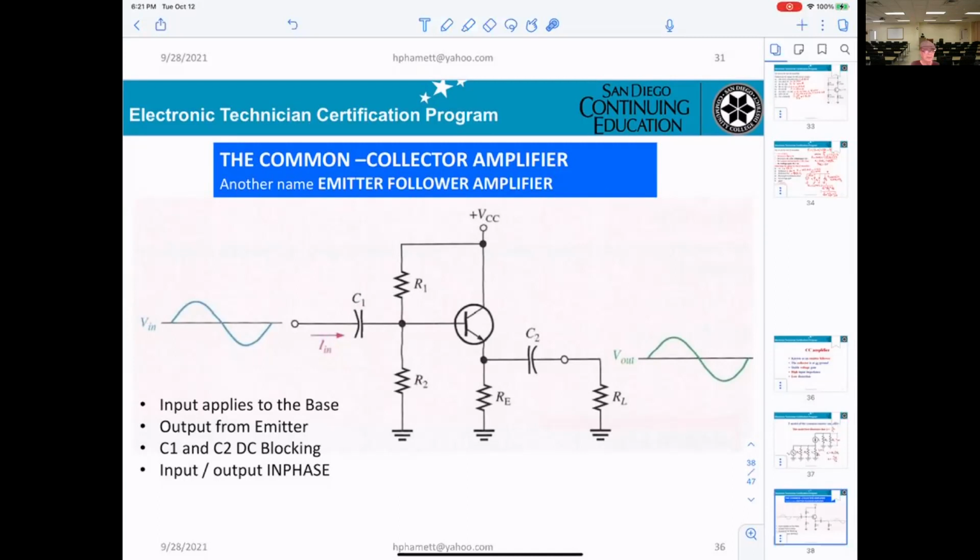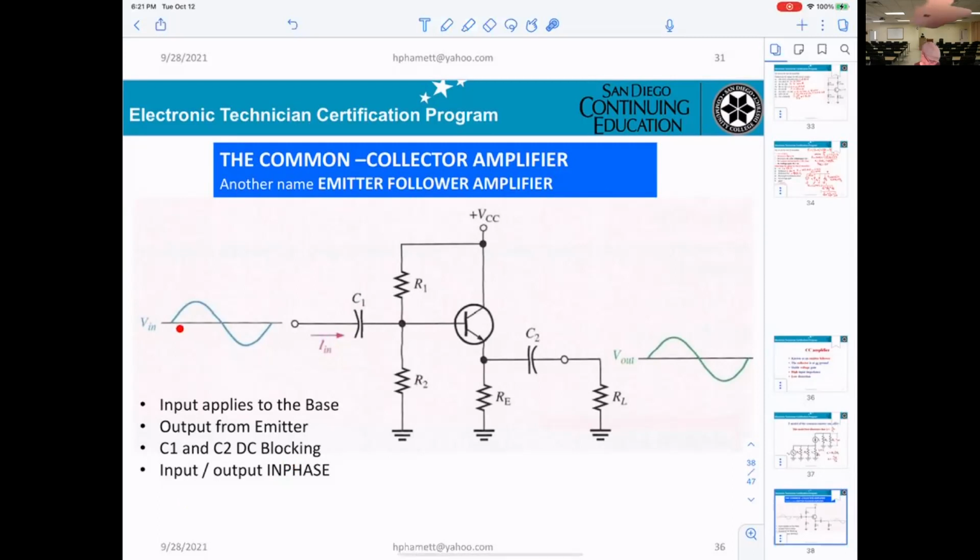you must understand this is a common collector. Okay, they already gave it to you here. Input applied to the base, output from the emitter. C1 and C2, they are DC blocking, AC coupling. Input and output will be in phase.